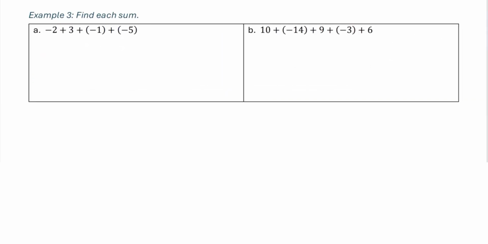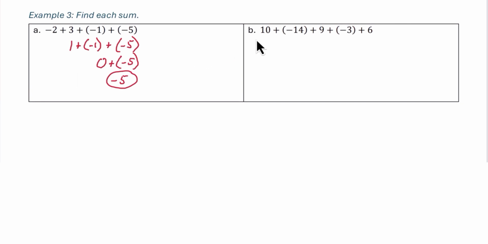In this example, we have multiple integers that we're adding together. Let's just take it one step at a time. Negative 2 plus 3. That becomes 1. Then we'll just copy the rest for now. Next we have 1 plus negative 1. 1 plus negative 1 is 0. Then 0 plus negative 5 will be negative 5.